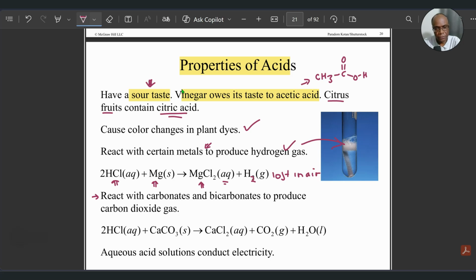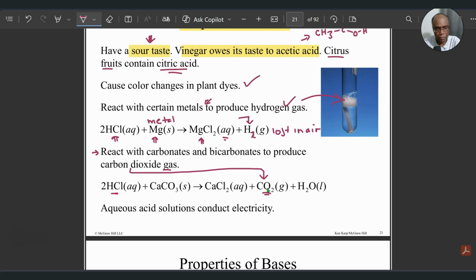Okay. Acids also react with carbonates and bicarbonates to produce a gas, but in this case, the gas is carbon dioxide. When acids react with metals, you're going to get hydrogen gas. When they react with carbonates or bicarbonates, you're going to get carbon dioxide. For example, here, hydrochloric acid reacting with calcium carbonate gives you calcium chloride, which is soluble, plus carbon dioxide and water.